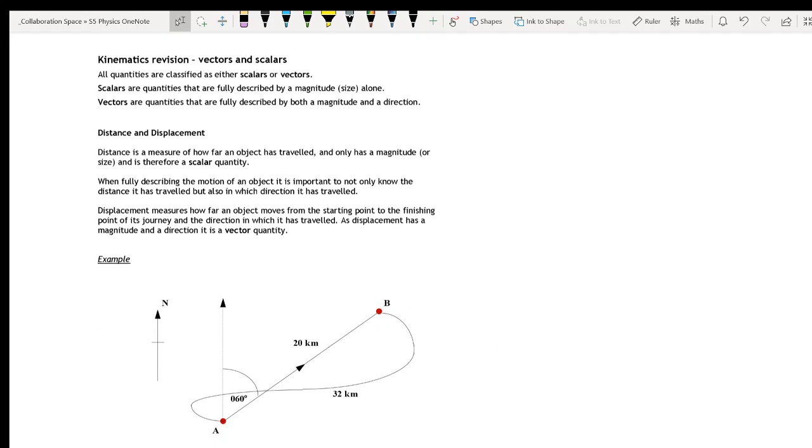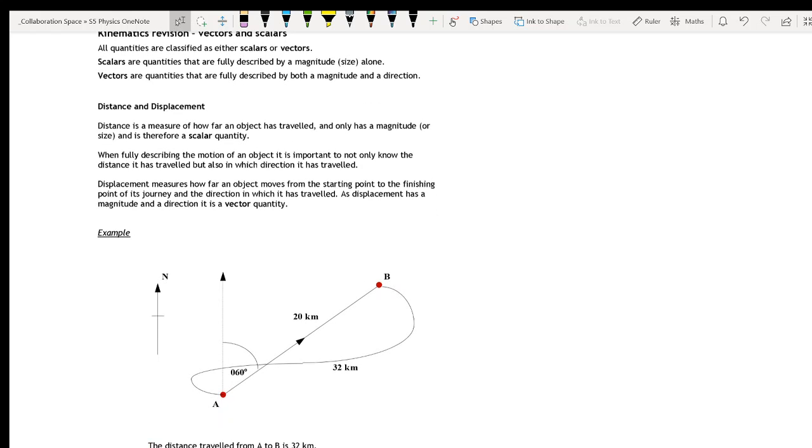Vectors and scalars. Scalars are quantities that are just defined by a magnitude, so just a size, and vectors have a magnitude and a direction. So scalars only tell you the distance that you've travelled, but they don't tell you where the end point would be. Whereas with a vector, you can work out where your end point is. If you say I've gone 10 metres in that direction, then you know exactly where you'd end up. But if you just said I walked 10 metres, you could go that way, that way, that way. Okay.